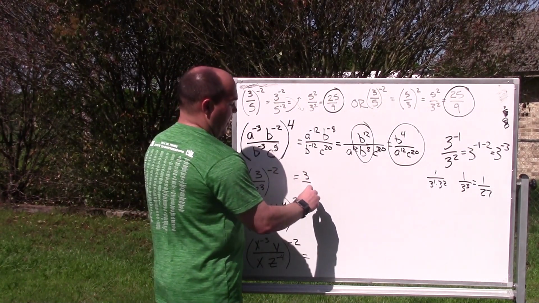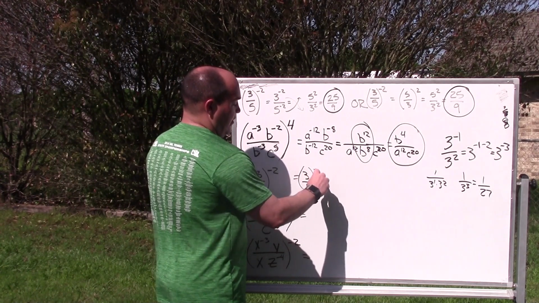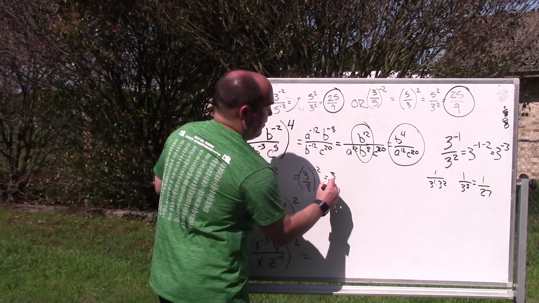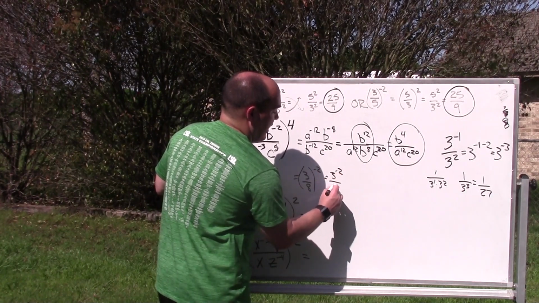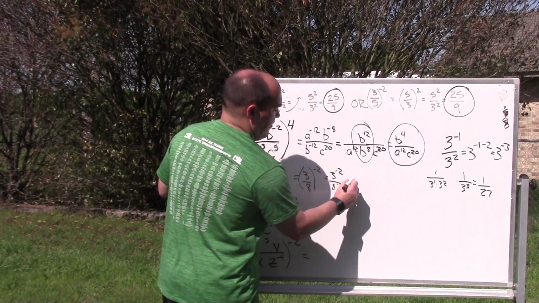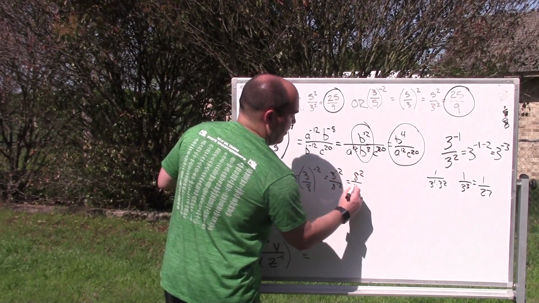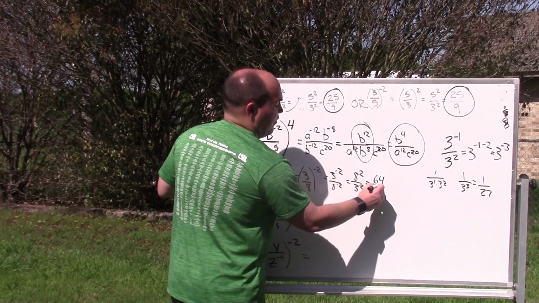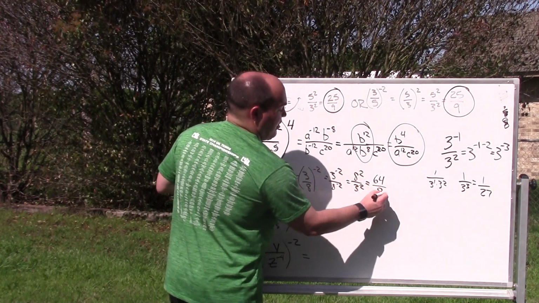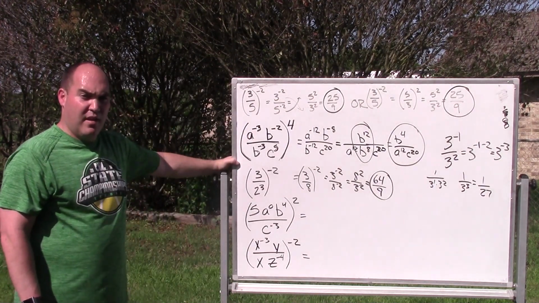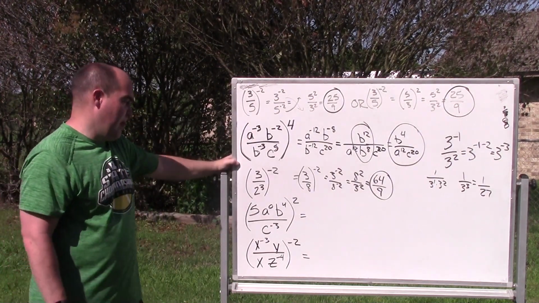I'm going to make this 3 over 8 to the negative 2. Okay, so then I've got 3 to the negative 2, 8 to the negative 2. Both of them have negatives, so I'm going to flip them. 8 squared over 3 squared. 8 squared I should know is 64, and 3 squared I should know is 9. Okay, hopefully you're still studying those squares. You're staying on top of all that.